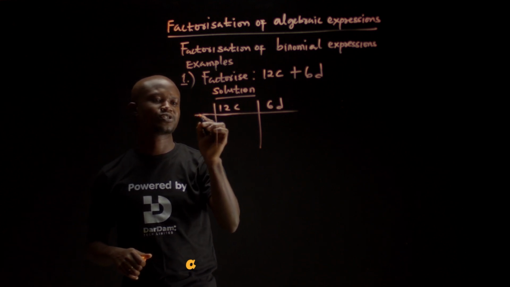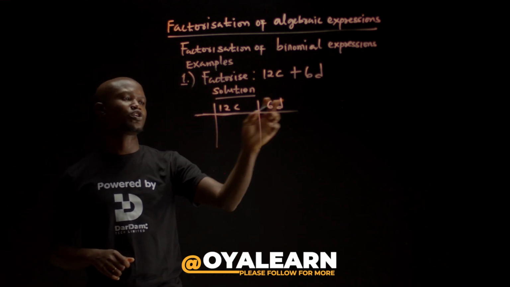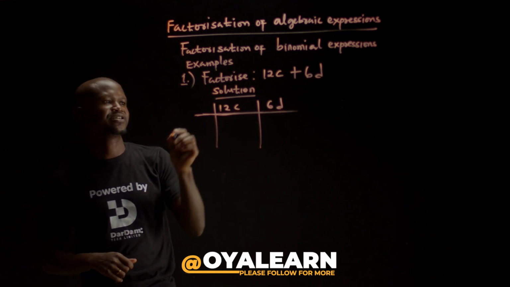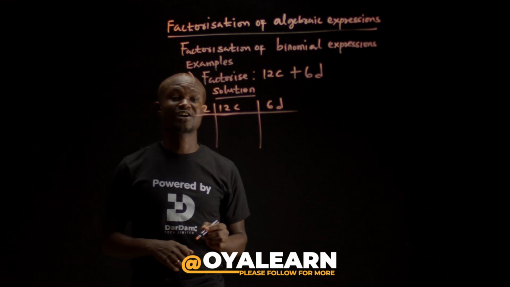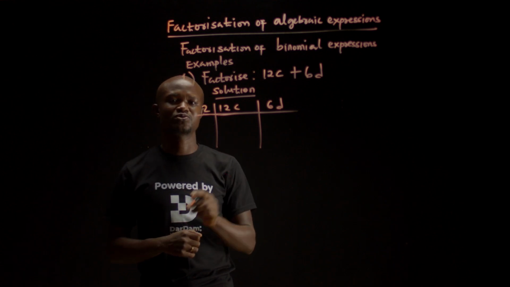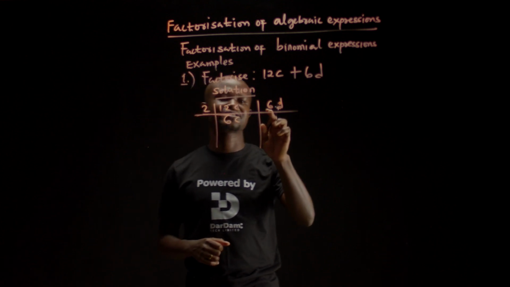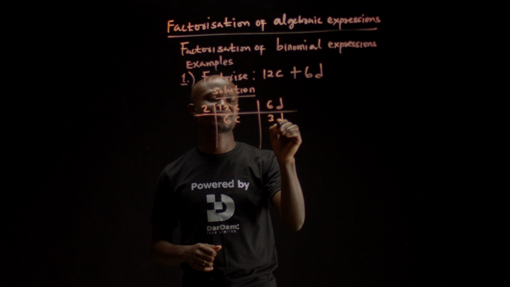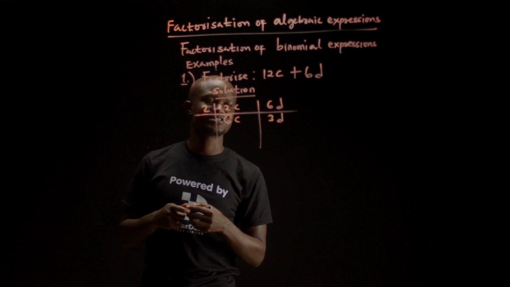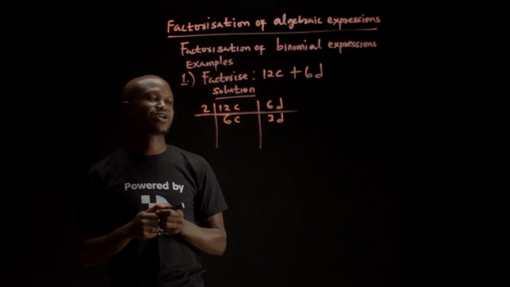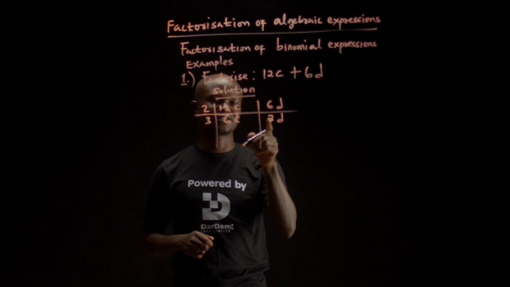Then we use our table approach, the tabular approach. What number will divide 12c and 6d? Apart from 1, we can use 2, without any remainder. 12 divided by 2, we have 6, so we have 6c. Then 6 divided by 2, we have 3, so we have 3d. And what number will divide 6 and 3 again? We can use 3. 3 is a factor of 6 and 3 is a factor of 3.